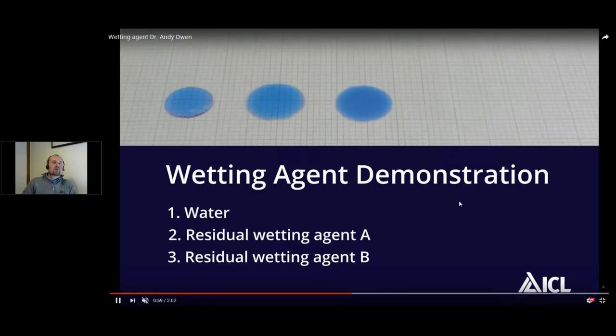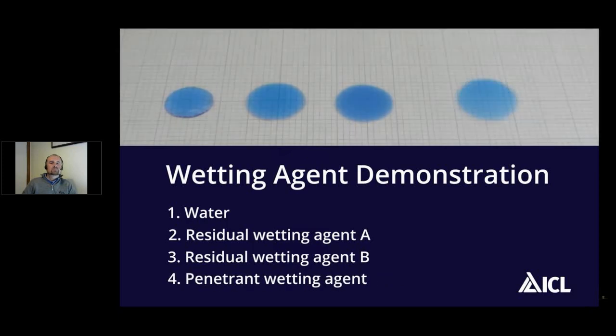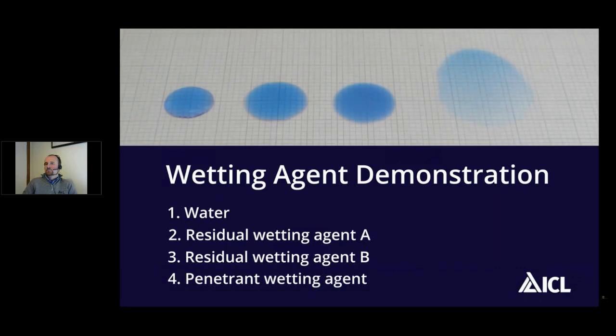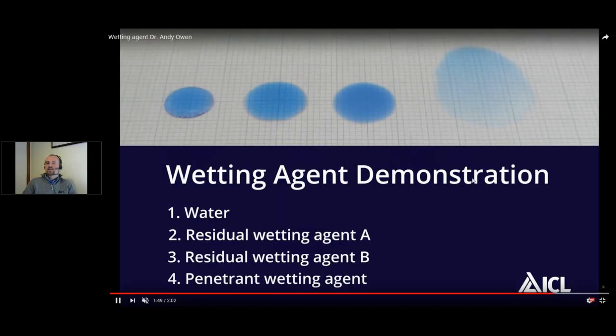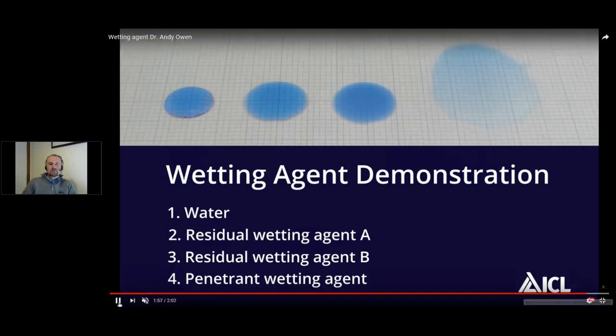But watch what happens when we drip our penetrant wetting agent onto the same surface. This is the same volume of liquid onto our surface. Our water droplet is essentially taking up 8 or 9 little squares across the diameter. Our residual, we get up to 10 or 11 squares. Our second residual, 10 or 11 squares. And here we have our penetrant wetting agent designed to lower the surface tension of water, and that is exactly what is happening. That droplet is just spreading and spreading and spreading across the surface. A clear illustration of what penetrant wetting agents are formulated to do and why they can be useful in a turf situation. So let's stop that.